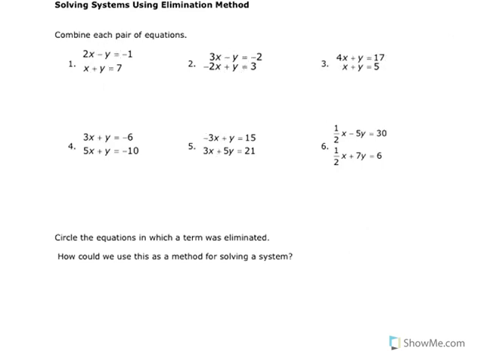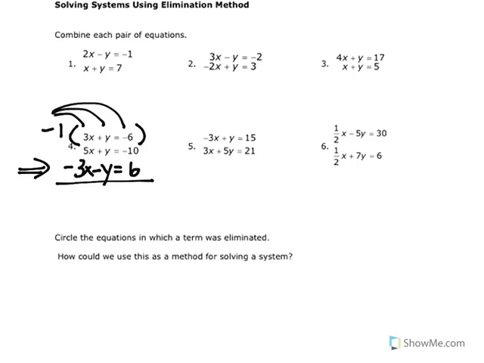Now, how about number 4? What could you do to this one to make something disappear? Well, you could multiply the top equation by -1, or you could multiply the bottom equation by -1. Either way, it'll make one of these y's be positive and the other be negative. So I'm going to multiply by -1 the top equation. And I'm going to put my answer right down here, right below here. -1 times 3x is -3x. -1 times y is -y. And -1 times -6 is +6.